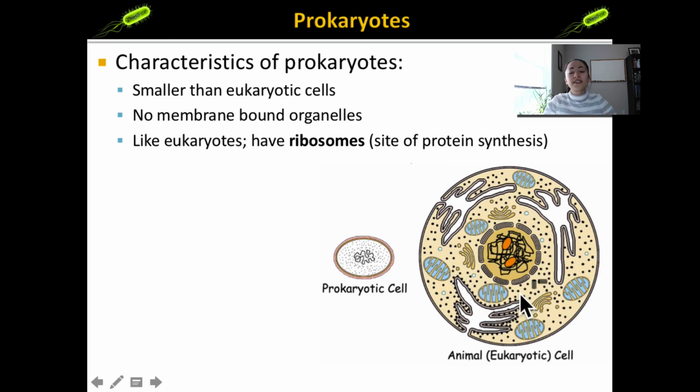These little dots are called ribosomes, and these are the sites of protein synthesis. So proteins are actually made on these ribosomes. Both prokaryotes and eukaryotes have ribosomes, which means that all cells on Earth have ribosomes. And one thing I just want to point out is that ribosomes do not have any membranes surrounding them. These are just little structures. They're actually made up of protein and RNA, and they float around in the cell and churn out proteins.